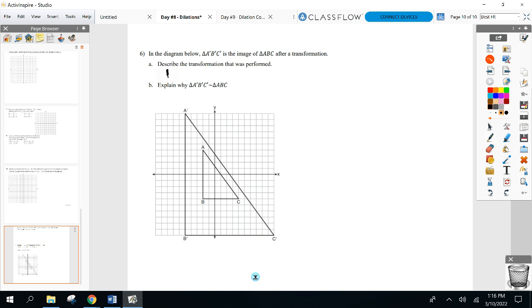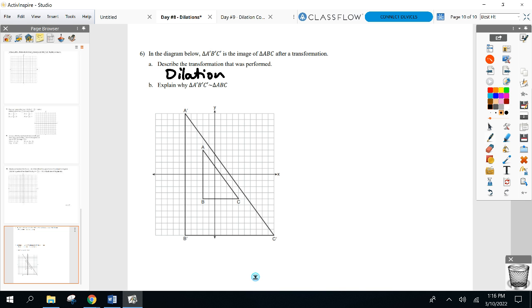which is called a dilation. Unfortunately, though, that's not going to be good enough, just writing the word dilation. What's always associated with a dilation? A scale factor, which I'm going to need provided here from you guys. Great, it's a dilation, but what's the scale factor?